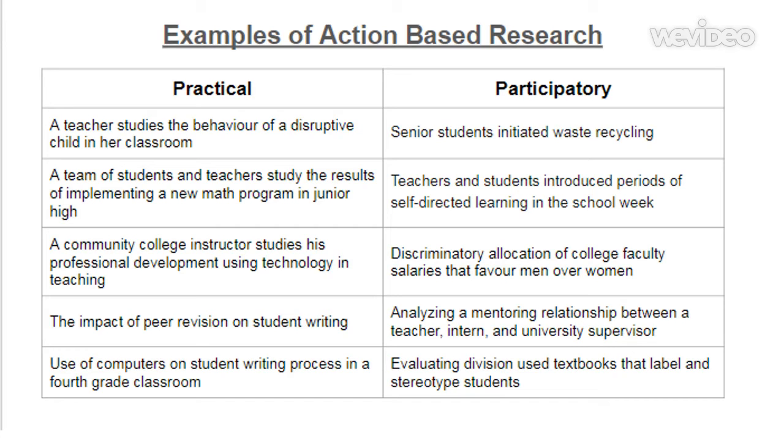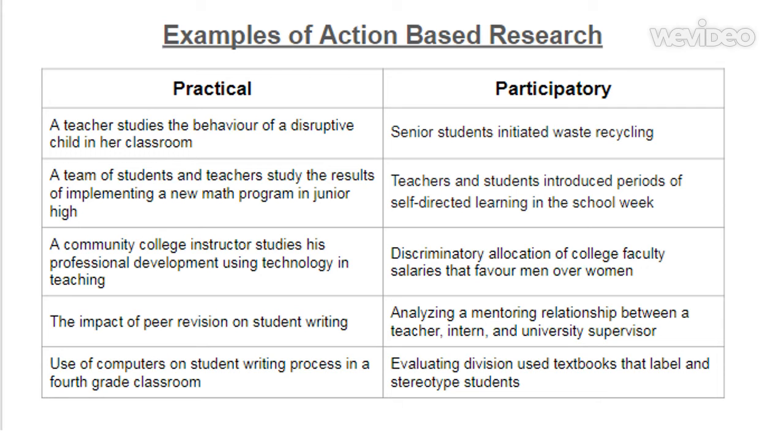Some examples of action-based research can fall into 2 categories, practical and participatory. Under practical examples, this could include a teacher studying the behavior of a disruptive child in her classroom, a team of students and teachers studying the results of implementing a new math program in junior high, a community college instructor studying his professional development using technology in teaching, the impact of peer revision on student writing, and the use of computers on student writing processes in a 4th grade classroom.